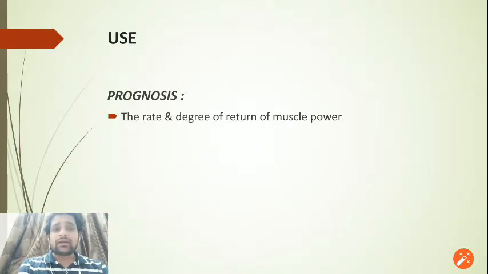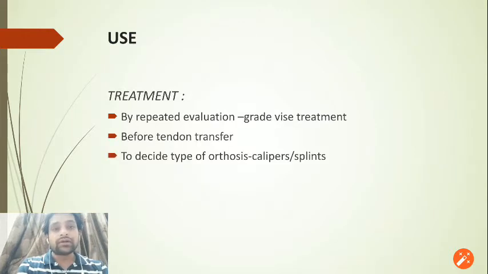Means earlier which grade it was and now what it is. So based on that we can say this muscle power or this muscle is improving or not. Then as a treatment, by repeated evaluation we can give grade wise treatment, before tendon transfer, and to decide the type of orthosis, calipers or splints.